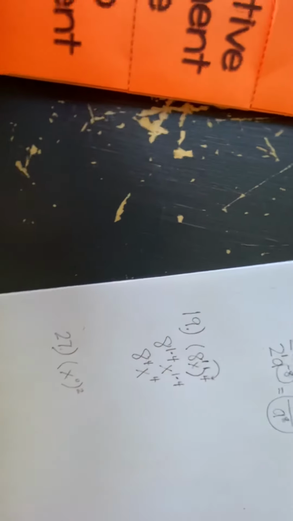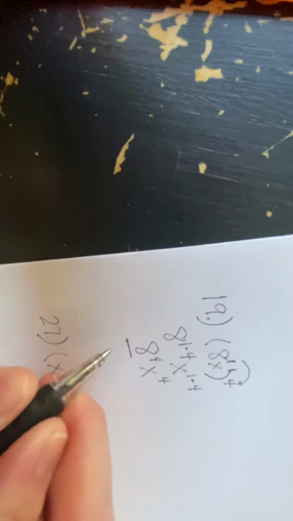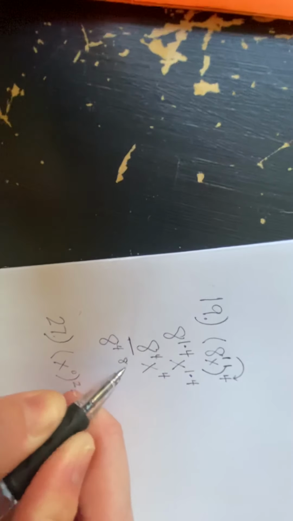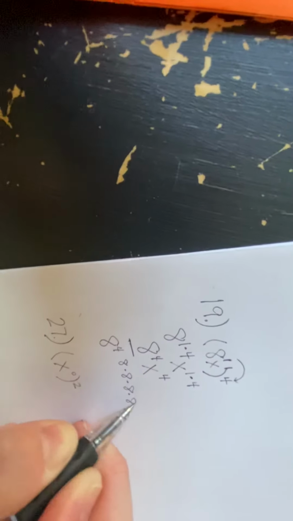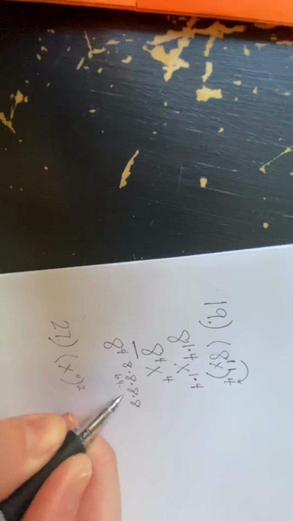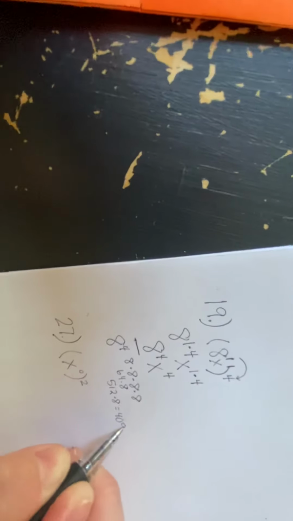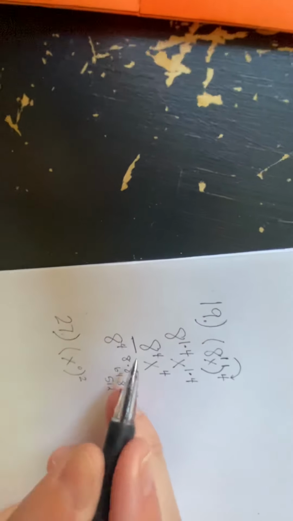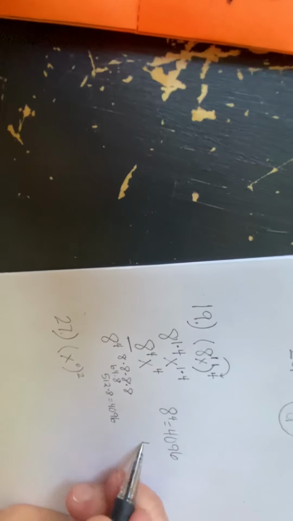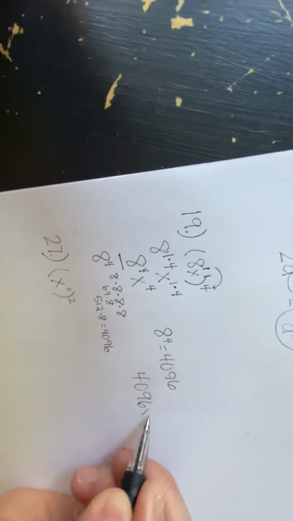But we can't leave it in that form because that's not simplified. 8 to the 4 is not simplified. So we have to do 8 to the 4th, which would be 8 times 8 times 8 times 8. So 8 times 8 would be 64. And 64 times 8 would be 512. And 512 times 8 would be 4,096. So 8 to the 4th equals 4,096. So the final answer would be 4,096 x to the 4th.